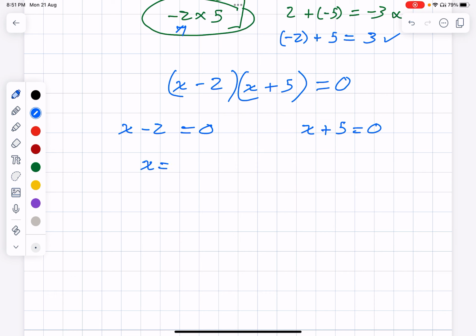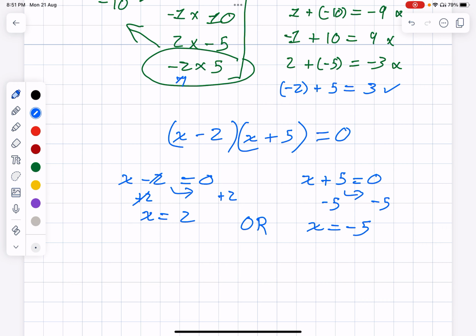You just switch it to the other side, or some people might say instead of switching, you add 2 to each side. So this cancels each other out and becomes x equal 2. Same thing here. You can switch it to the other side, or some others might say subtract 5 from each side, and x will also turn out to be -5. So it is one of these two answers.